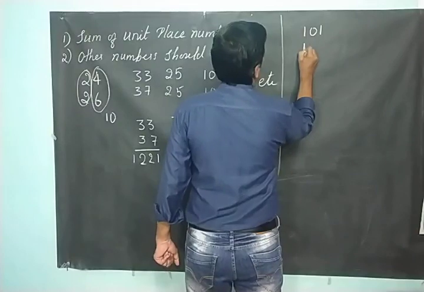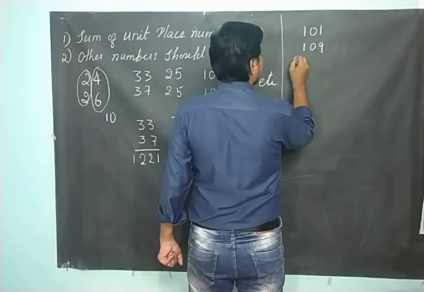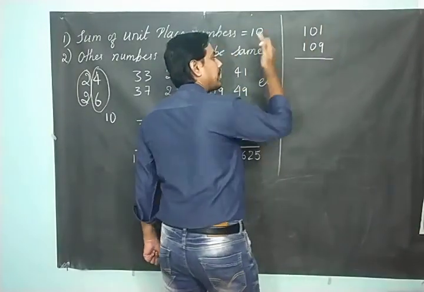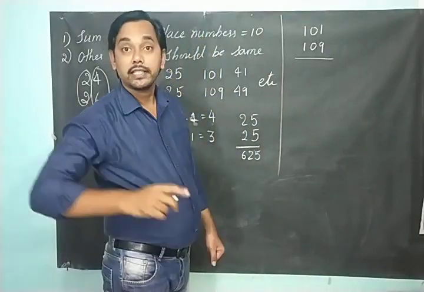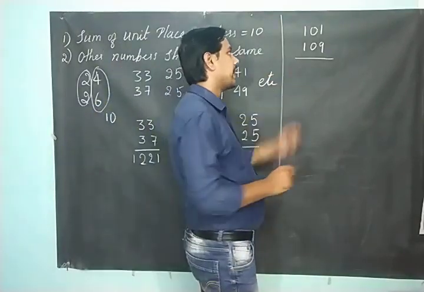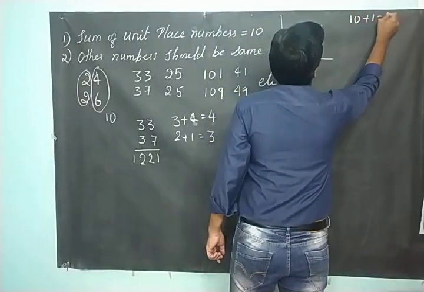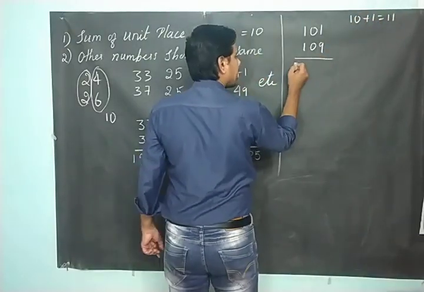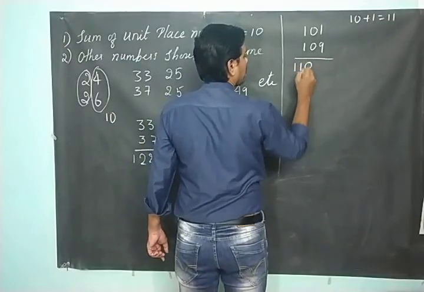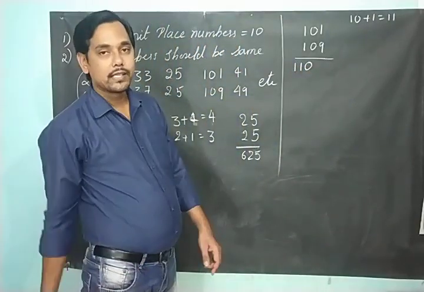101 and 109. Except the unit place, the remaining number should be considered as a single number. So what is the number here? 10. So 10 plus 1 is 11. 11 into 10 is 110.